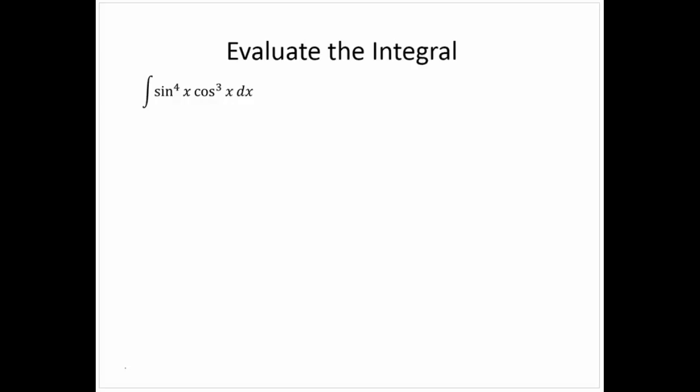Alright, so let's consider another example. Here we have the integral of sine fourth x times cosine cubed x dx. What I'm going to do here is I notice that I have an odd power on the cosine, so I'm going to keep one of the cosines. I'm going to rewrite this as sine fourth x times cosine squared x times cosine x dx. I need to keep that cosine x dx.